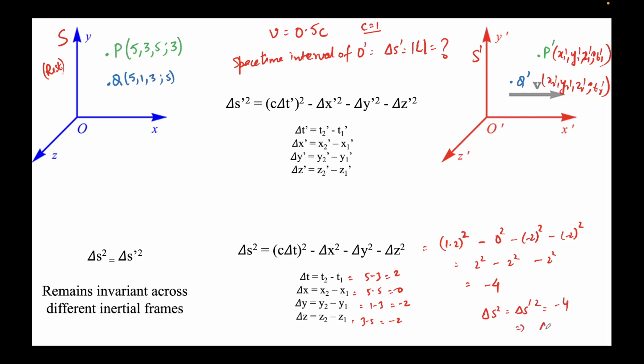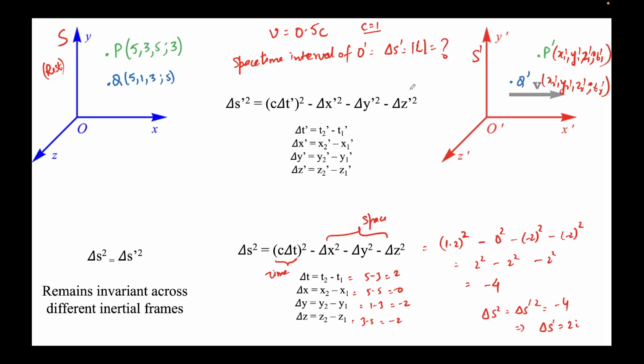This implies delta S prime, if you take the square root, is 2 iota, the square root of a negative number. Now there are two nomenclatures. We have taken the first, where this is called the time interval and this is the space interval. So there are two nomenclatures that are followed, and irrespective of that, you will get either plus 4 or minus 4.